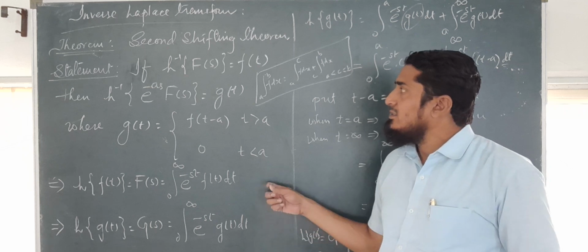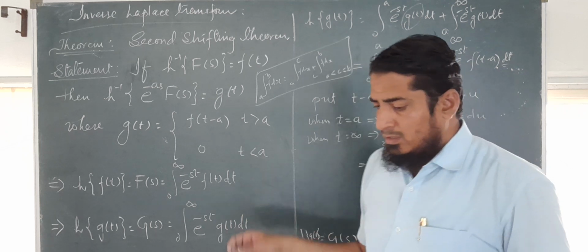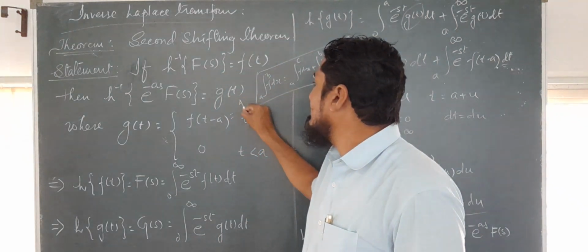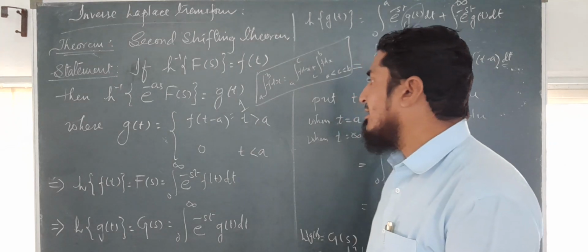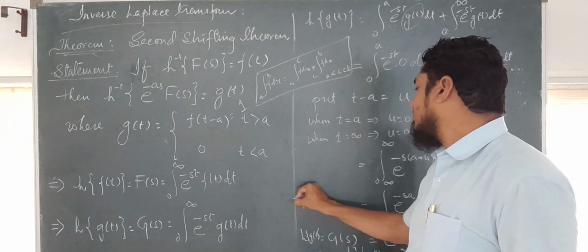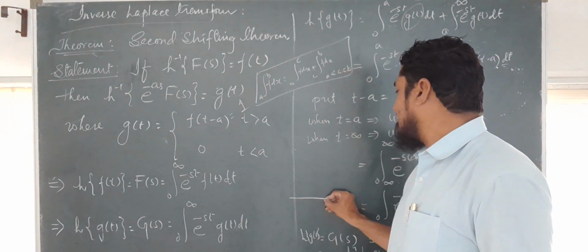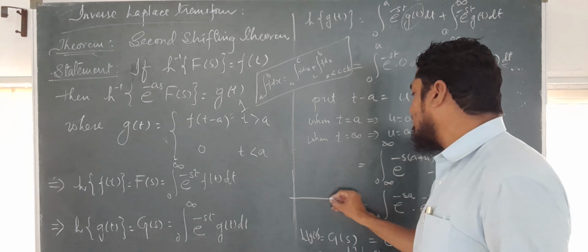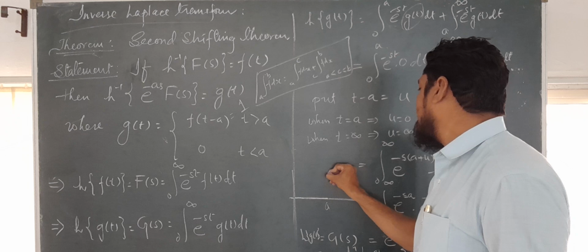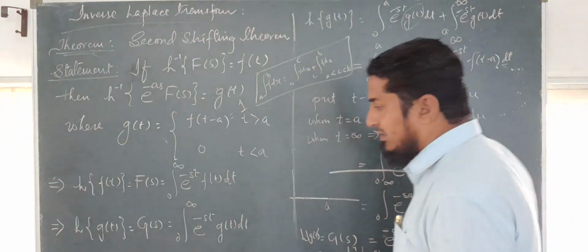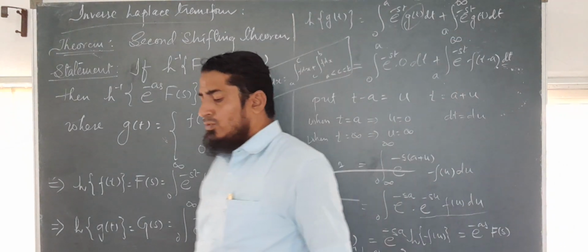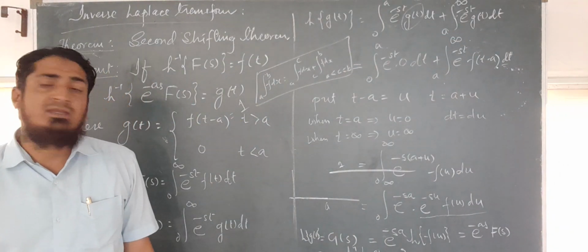Especially this theorem satisfies a Heaviside function if f of t minus a is equal to 1. It becomes a Heaviside function, meaning from 0 to a, we will get the value 0 on the axis, and after a, up to infinity, the value is 1. So we will discuss this also in the next lecture.